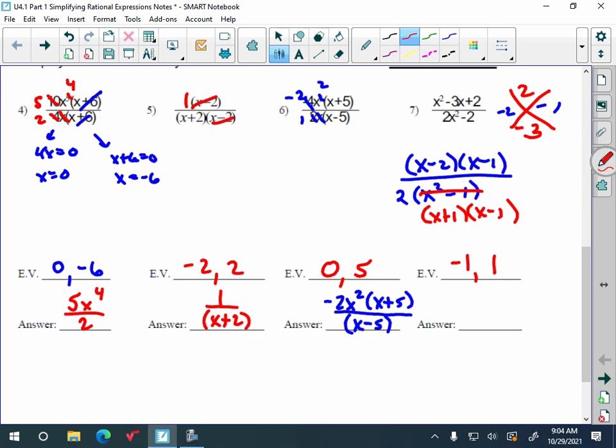Now we want to simplify. All right, so x minus 1 on top can cancel with the x minus 1 on the bottom, and that's it. So x minus 2 on top over 2 times x plus 1 on the bottom.